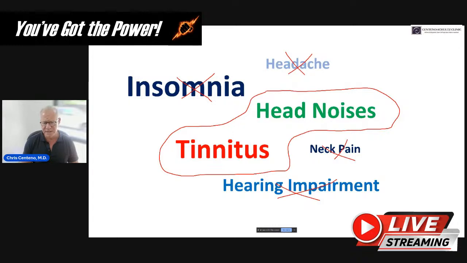So head noises, tinnitus would seem to be things that are more specific for, again, they don't cinch the diagnosis, internal jugular vein compression, again, leading to increased pressure in the head or intracranial hypertension.